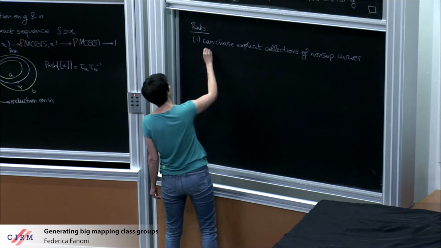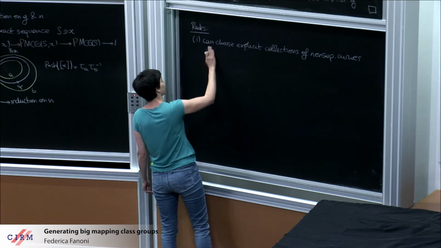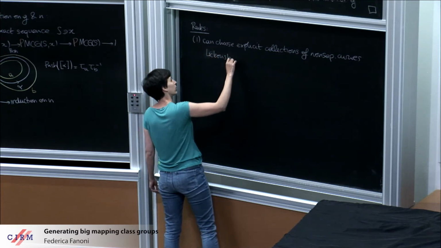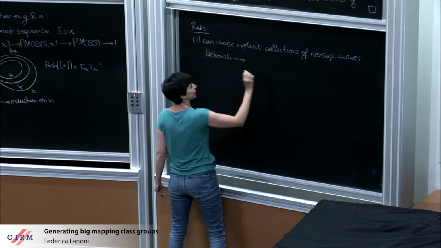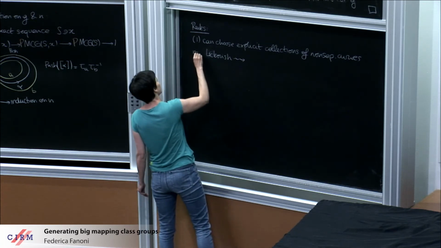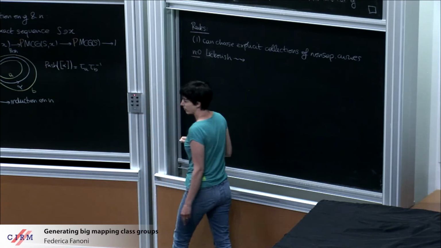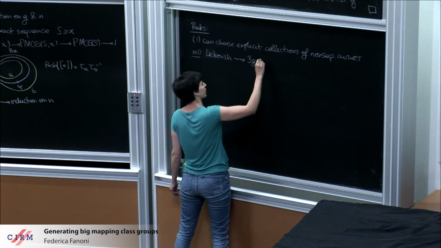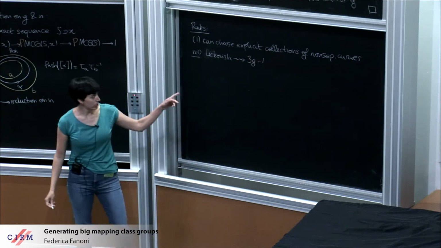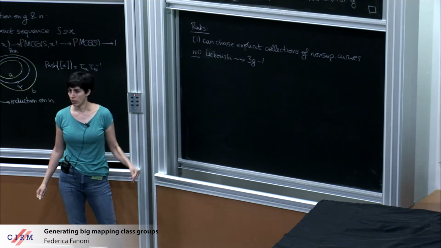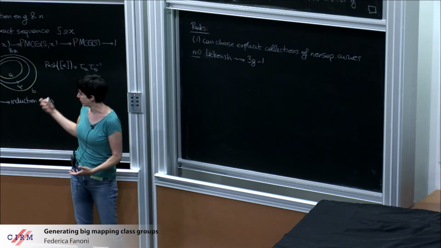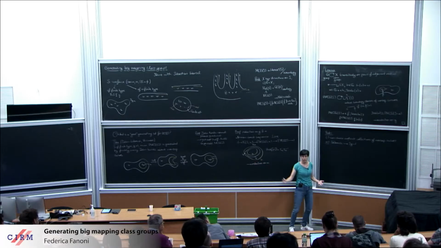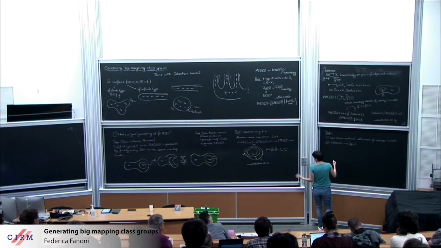And this was done first by Lickorish. So he gave a set, say here n equals 0, meaning the surface has no punctures. Then Lickorish had given an explicit construction of 3g minus 1 curves that are enough. And if I look at the Dehn twists about these curves, I know that I can generate my mapping class group.